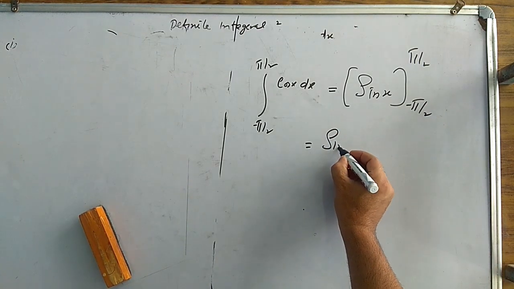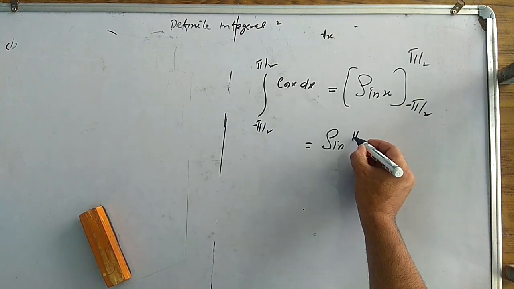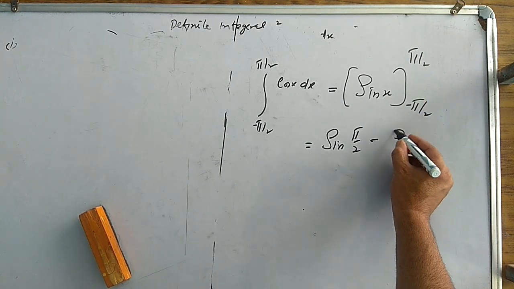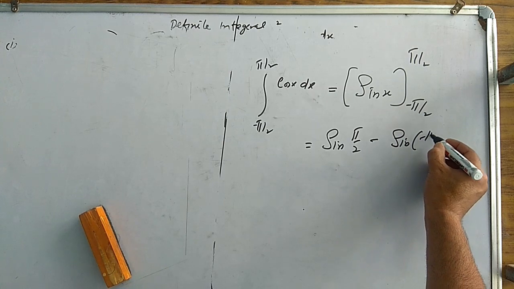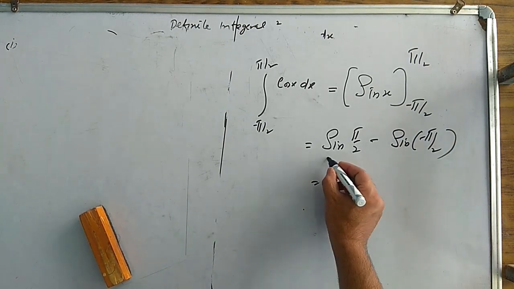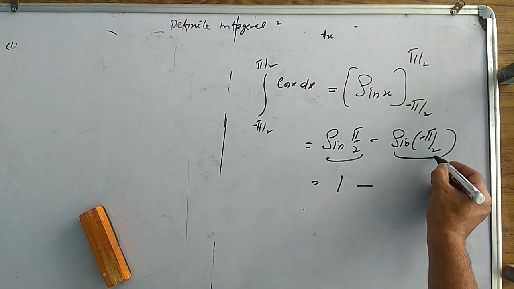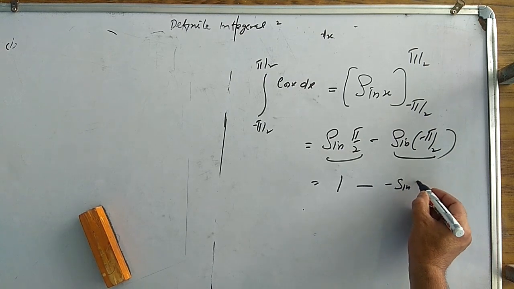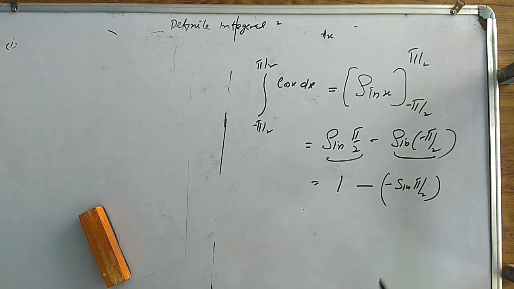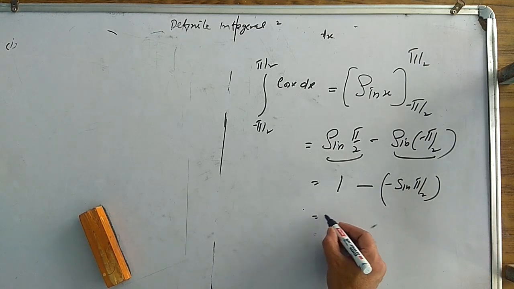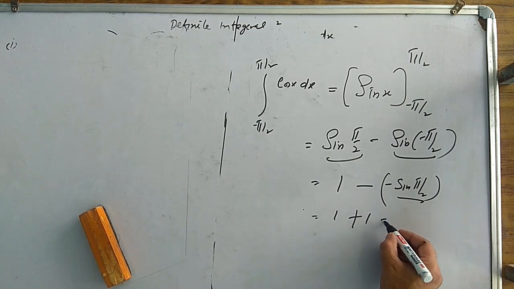Then sine pi by 2, the upper limit, minus sine of the lower limit. This is 1 and this is minus sine pi by 2. Sine minus theta is minus sine theta, right? Minus into minus is plus, so 1 plus 1, and the answer is 2.